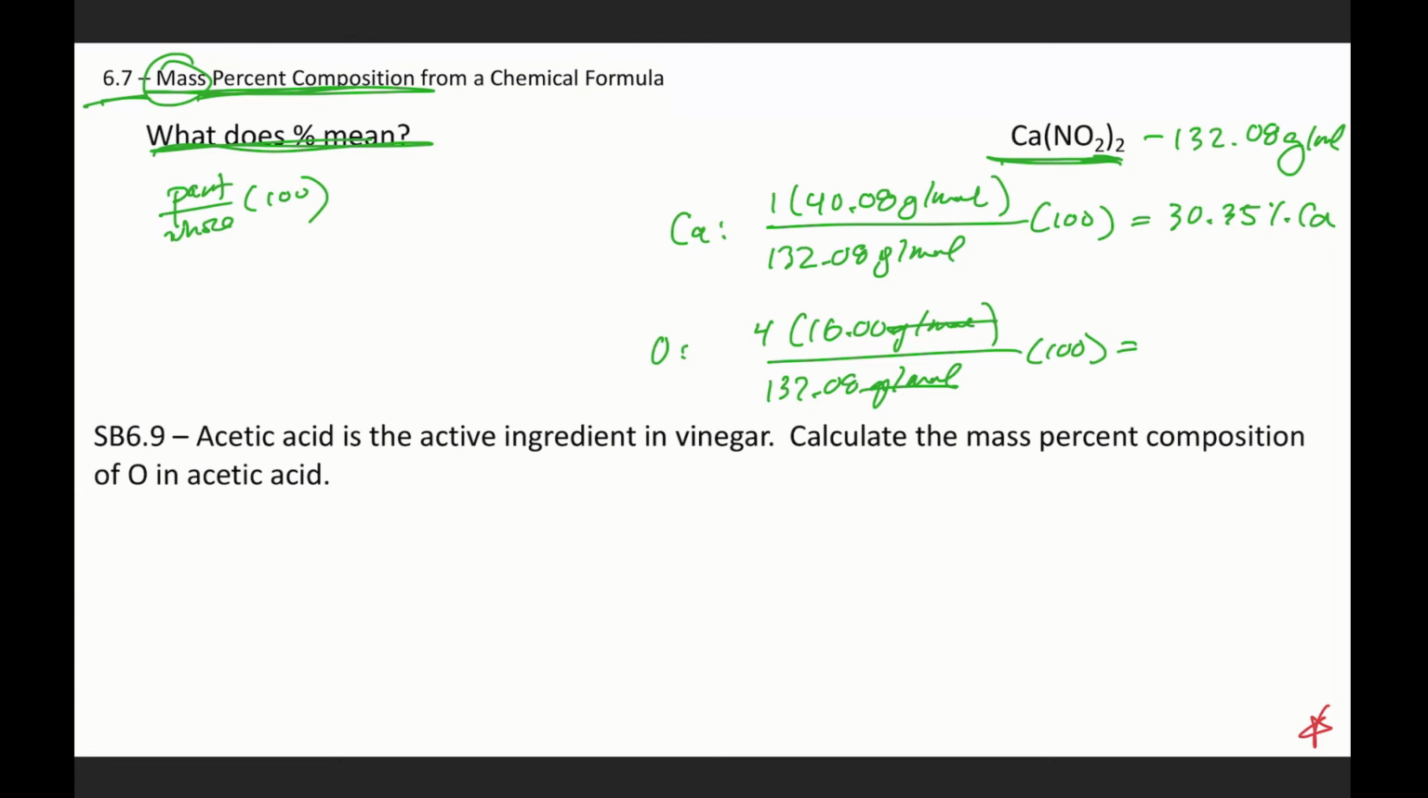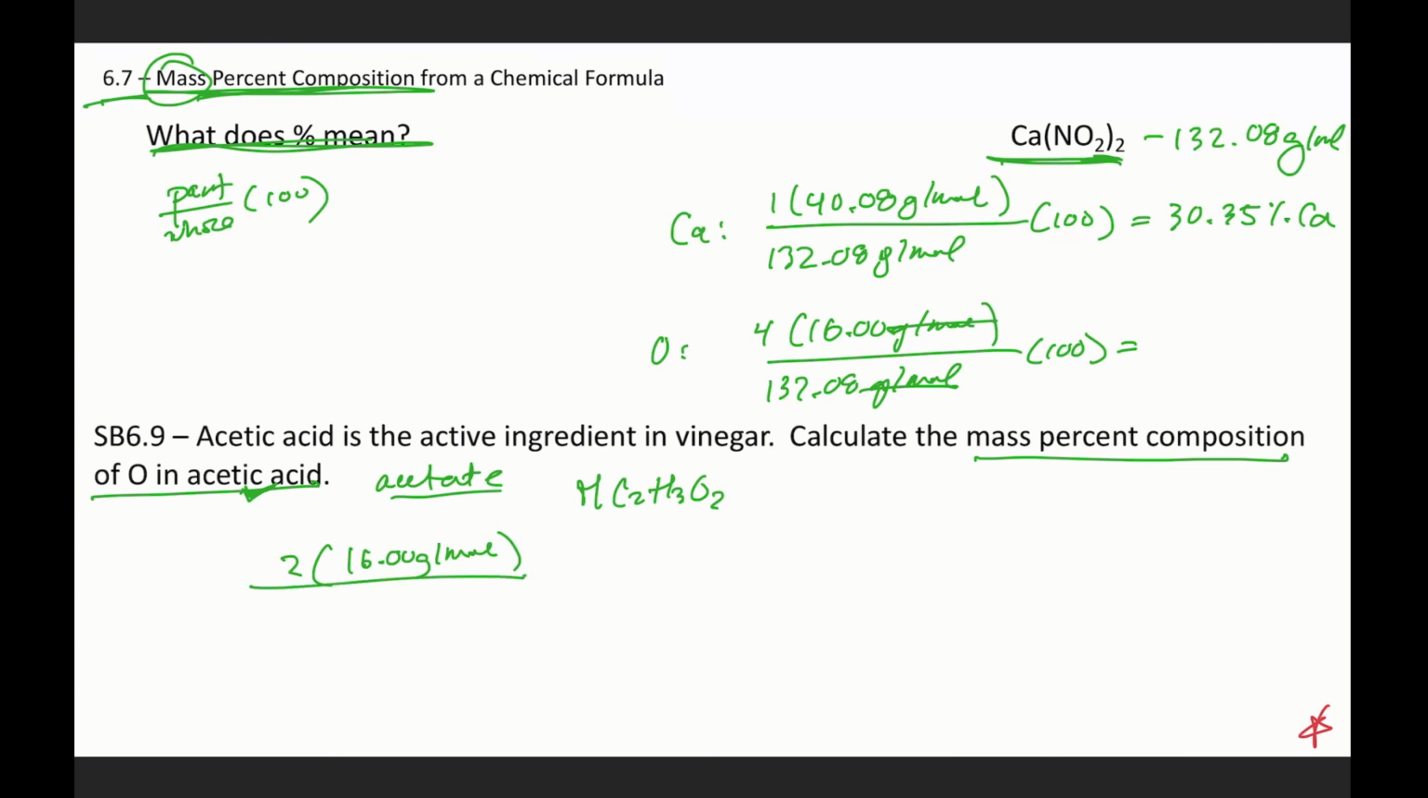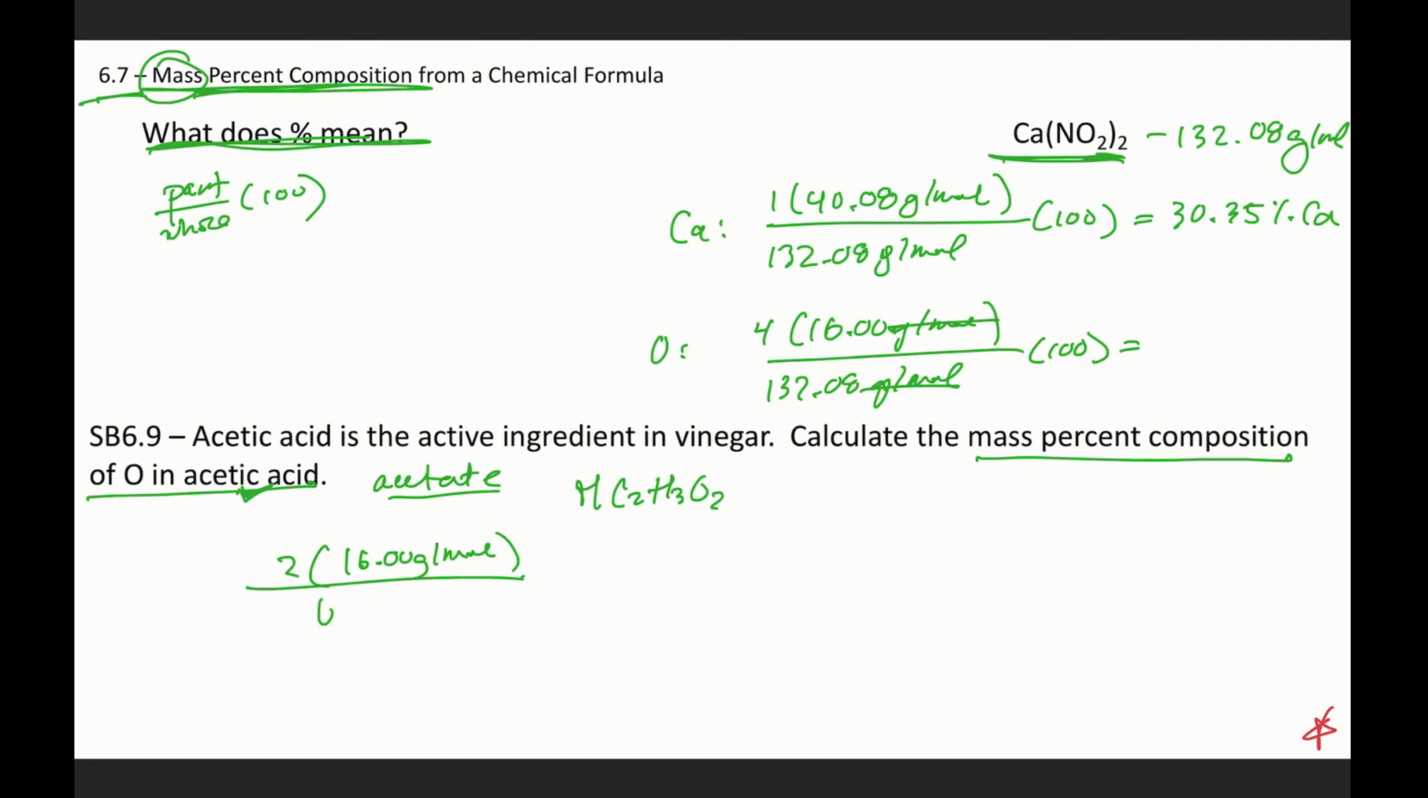All right, so let's go ahead and solve this problem really quickly. Acetic acid is the active ingredient in vinegar. We would like to know the mass percent composition of oxygen in acetic acid. So first we have to write our formula. So -ic acid, no prefix, which means it comes from acetate. So that means HC2H3O2. So the piece over the whole: I need 2 times 16.0 grams per mole over whatever the mass of the whole happens to be. 60.06 grams per mole is my whole, times 100, and that's going to give us the percent by mass of oxygen.